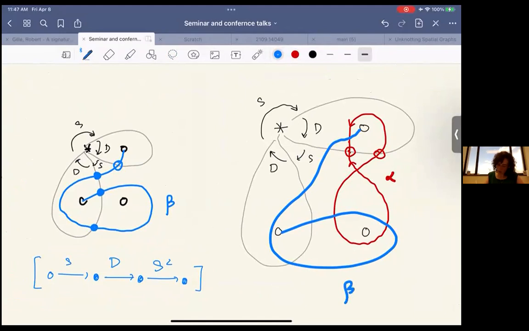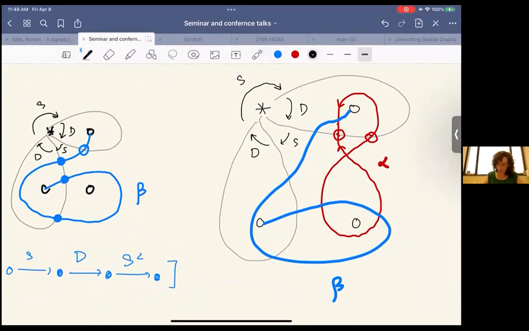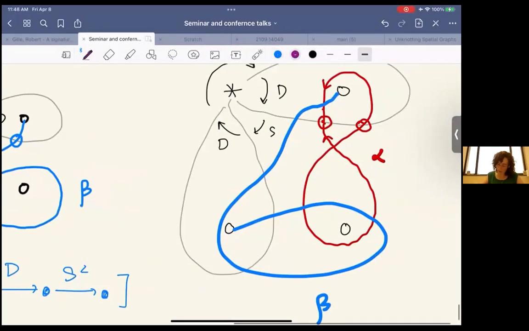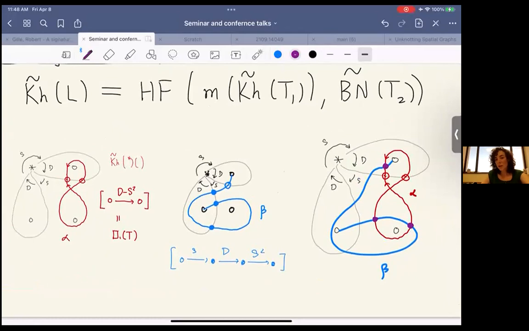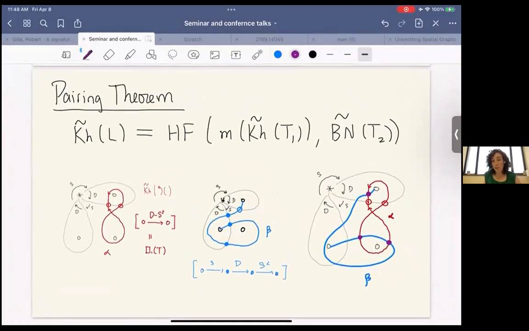We can't really make too much sense of this picture yet, but we can at least see that there are three places where the blue and red curves intersect, which I'll color purple, here, here, and here. So if you're taking the intersection homology of these immersed curves, you're going to get something of rank three. And that's at least consistent with our expectation of the numbers that we associate with the trefoil knot. So this was supposed to be calculating the reduced Khovanov homology of the trefoil knot, and at the very least, we're seeing that we get something that is rank three out of this calculation.